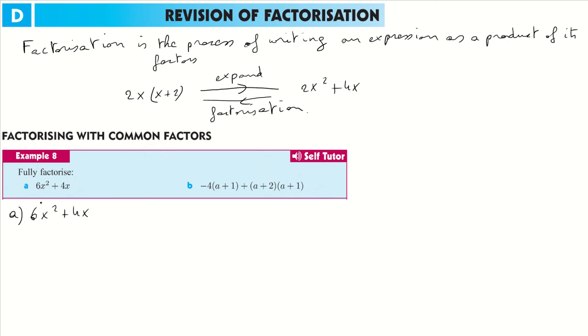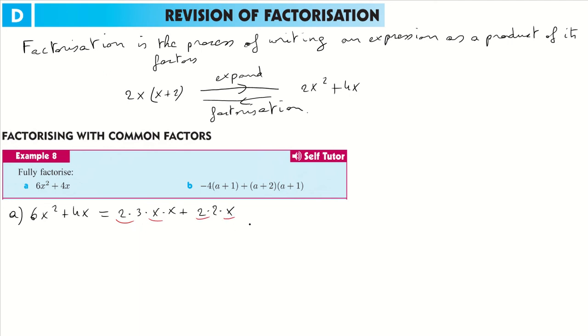So we try to find common factors here. So let me write it easier maybe first. 6x squared I can write down as 2 times 3 times x, plus 4x I can write down as 2 times 2 times x. Do we see? I have a common factor here, 2 and 2. I see another common factor which is x and x.